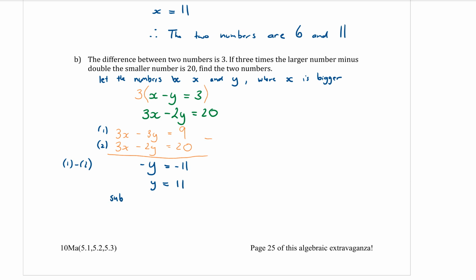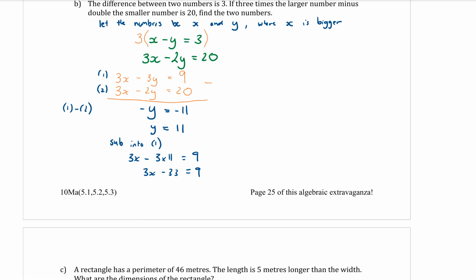Substitute back into where? How about just equation 1? Let's sub into equation 1. So that's 3x minus 3y, which is 3 times 11, and that's equal to 9. 3 times 11 is 33, so let's go 3x minus 33 equals 9. Add the 33 to the other side. 9 plus 33 is 42. And then divide by 3. Oh, 42 divided by 3 is 14. Thank you.